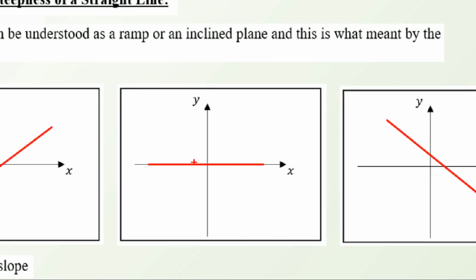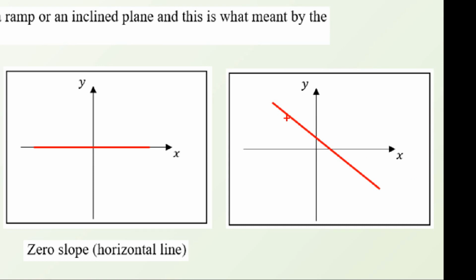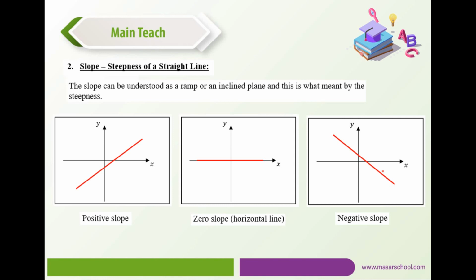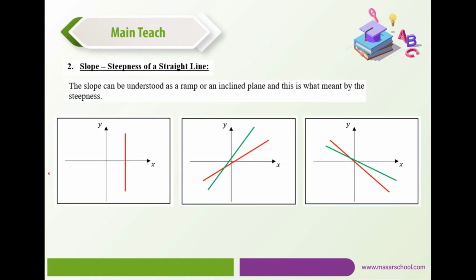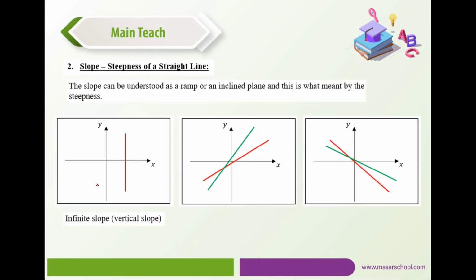Whereas for this one, it's not a ramp, it's a level surface, so it has no slope. It's a horizontal line, so we expect that the slope is 0. However, for this one, we're reading it from left to right, it's a ramp but it's going down, so the slope in this case would be negative. Now what about a completely vertical line? If you want to go up this line, it will take you an infinite amount of energy or work. For this reason, this is an infinite slope.